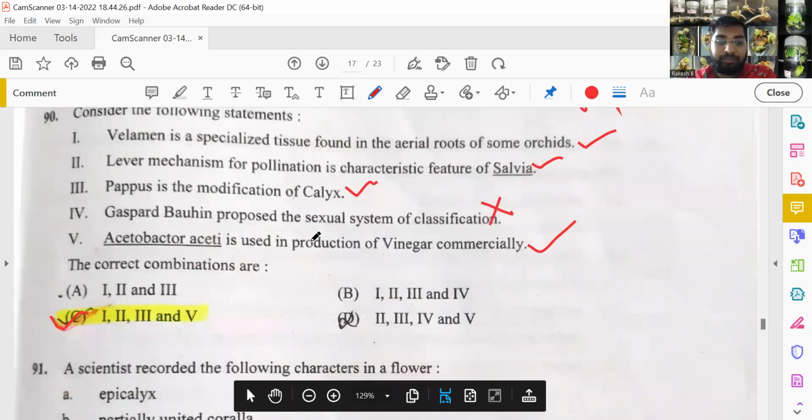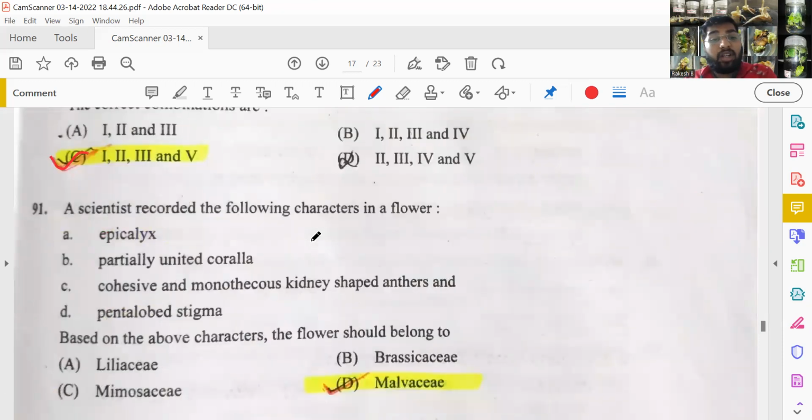It's very simple. A scientist recorded the following characters in a flower. Epicalyx is present in Malvaceae. Monothecous kidney-shaped anthers are also present in Malvaceae.